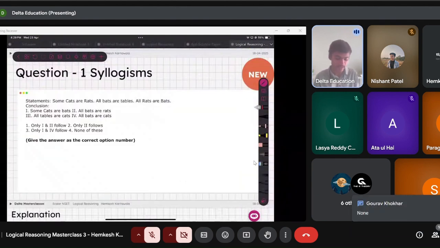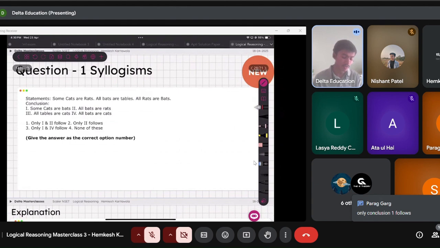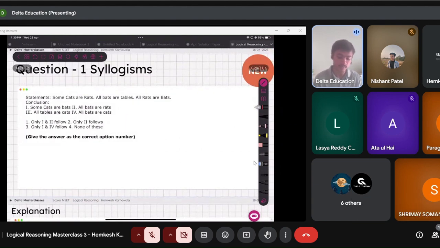So I'll solve it myself. See what the question says. In this type of question, first we need to read the statements, and according to the statements, we need to create the Venn diagram. So if we see, some cats are rats. This is the statement, so the Venn diagram would be something like this for cats and rats. Here we can see that some cats are rats.